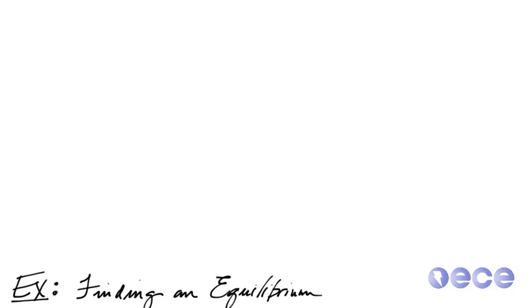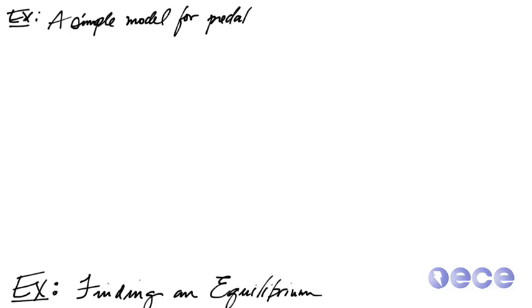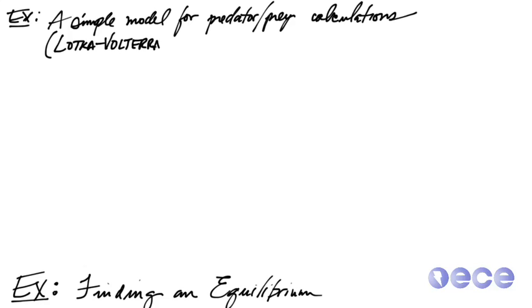So let's talk about finding an equilibrium point of a nonlinear system. The nonlinear system I want to look at is what's called the Lotka-Volterra model. This is a simple model for predator-prey calculations. If you have a certain number of predators and a certain number of prey in a particular population, how is that population going to vary with respect to time?